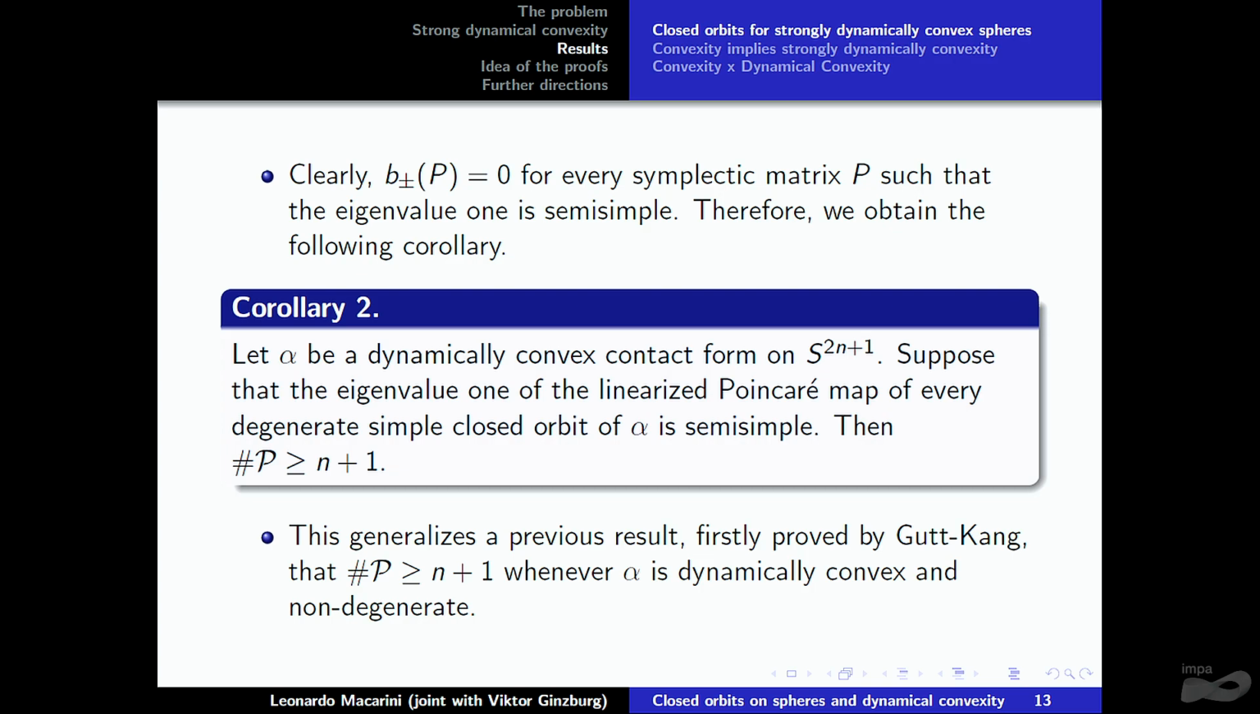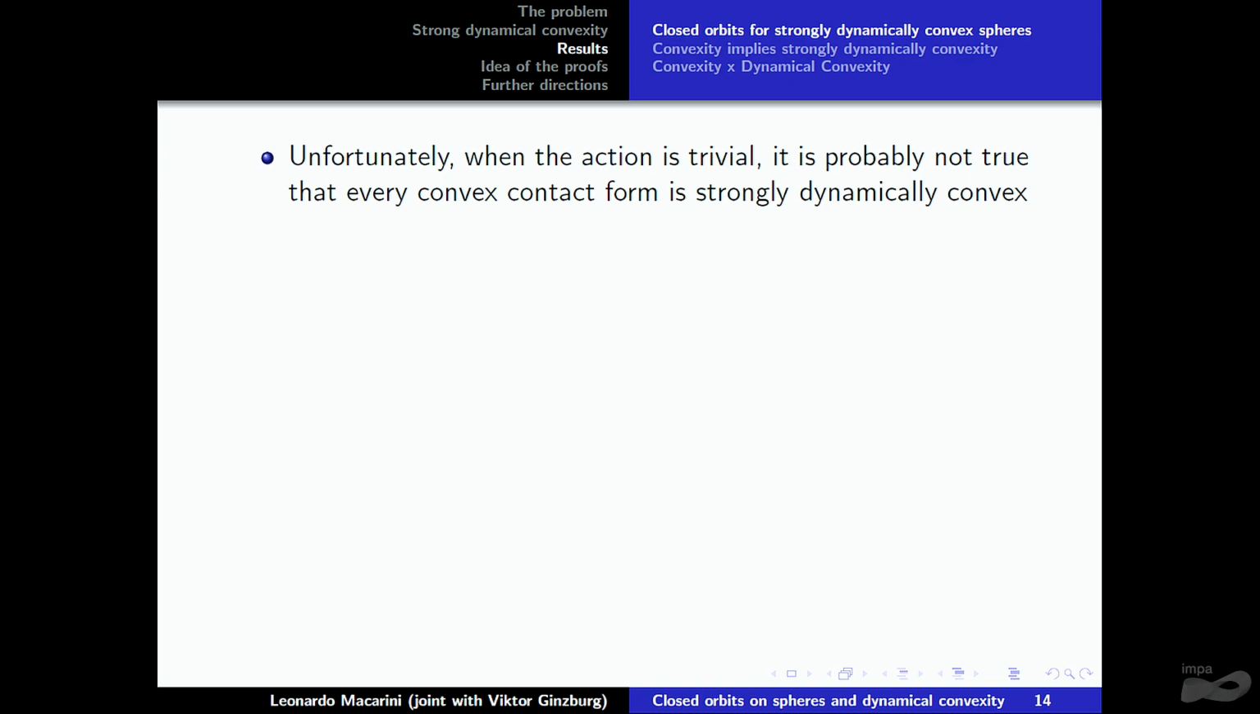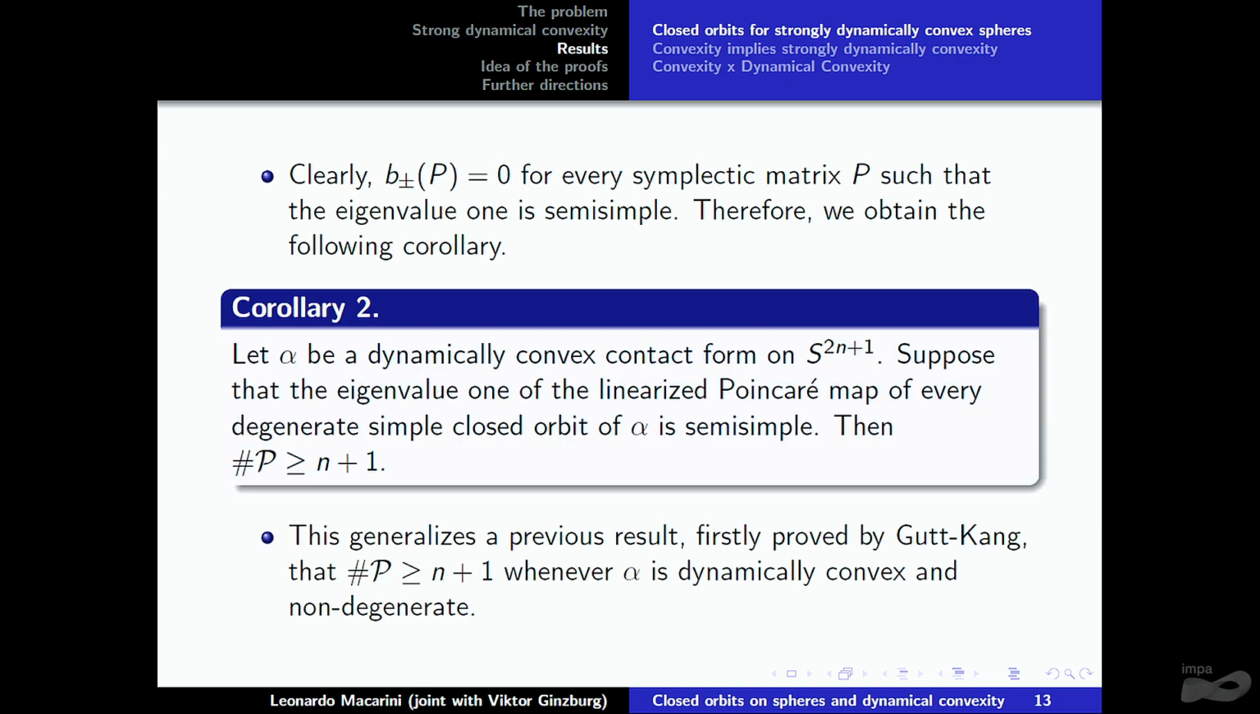If it's not degenerate, does that imply that you get semi-simpleness vacuously? Sorry? Right, if you don't even have the orbit of eigenvalue 1, does that imply that, if you just said let alpha be a non-degenerate dynamically convex contact form, then would your methods give you number p greater than or equal to n plus 1? No, sorry. The corollary says that if alpha is dynamically convex, but I'm not assuming here that it's non-degenerate.